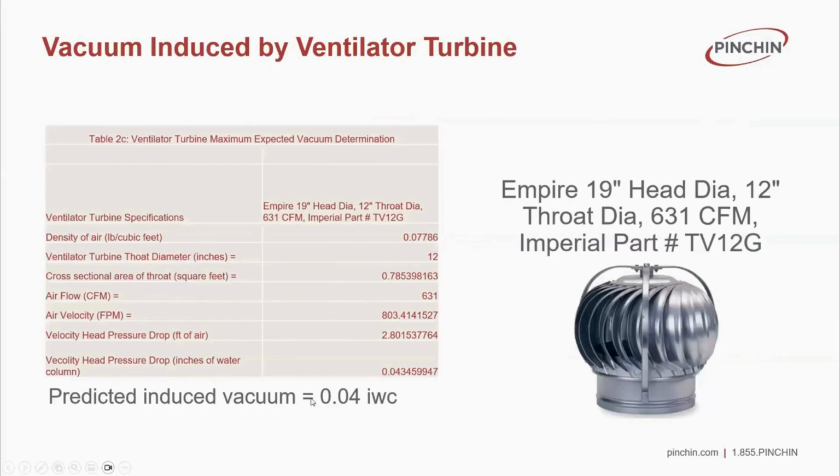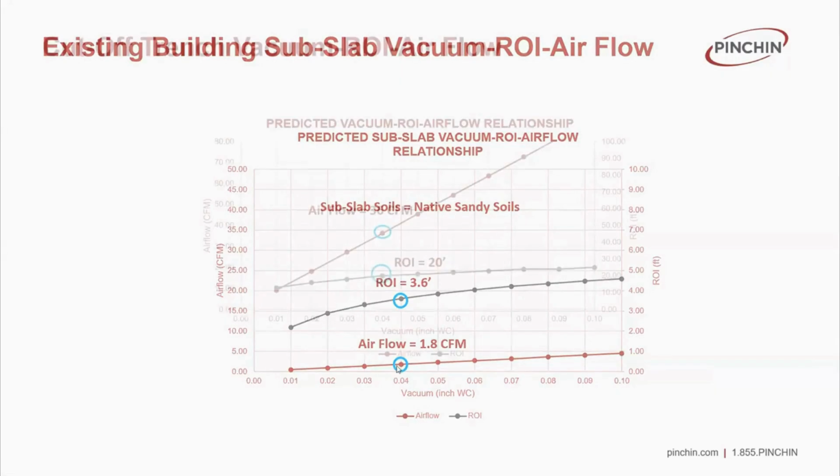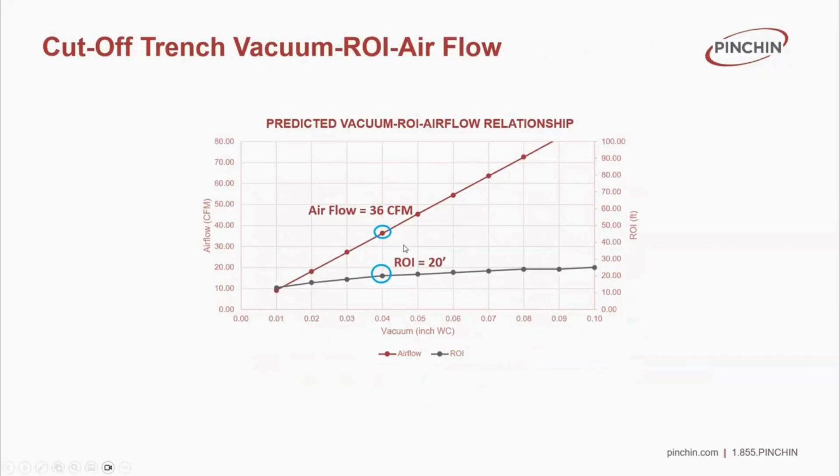Using that simple equation, we came up with a predicted vacuum induced by the ventilator turbine of 0.04 inches of water column, and then you can come up with system curves using the Digley solution. For 0.04 inches of vacuum, we selected an ROI of 3.6 feet for the existing slab and an airflow rate of 1.8 CFM. For the new construction, the cutoff trench, we got an ROI of 20 feet and an airflow rate of 36 CFM predicted by the model.